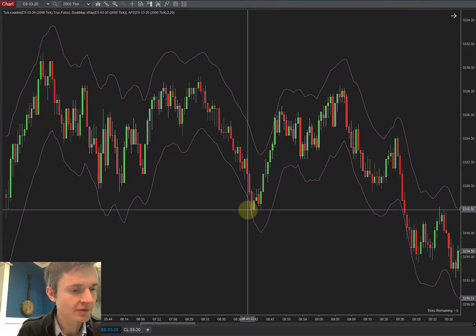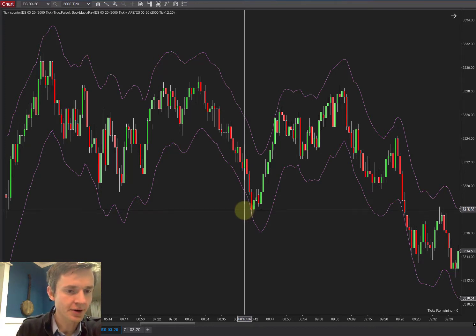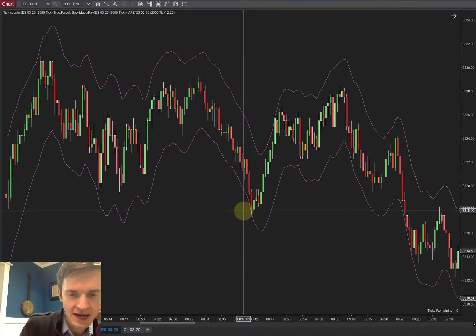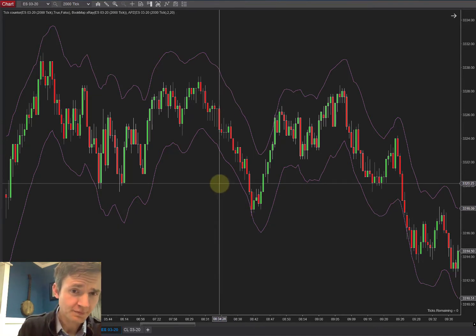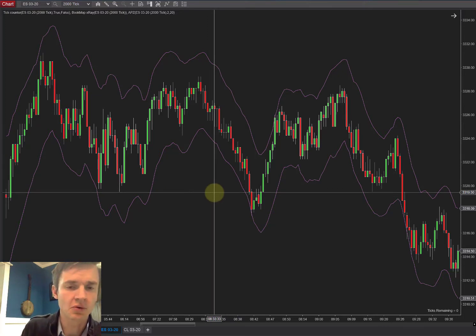Now, with any indicator, of course, it's not going to be magic. It's not going to tell you, hey, it hit the band, buy or sell. You've got to use some sort of other means, price action, order flow, whatever it is that you want to use. So the APZ is just a form of measurement to help you spot these areas.